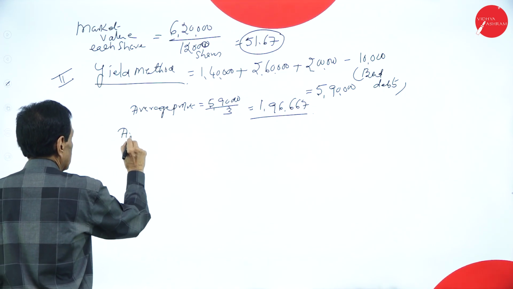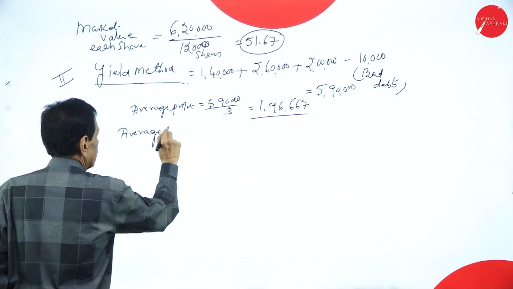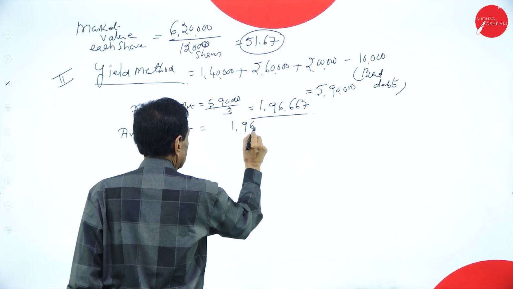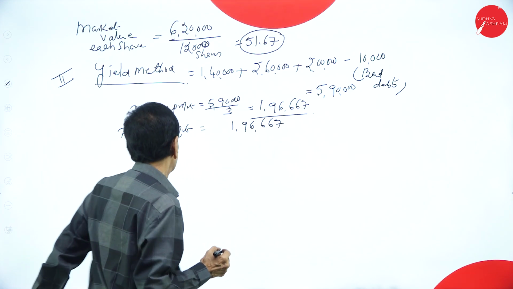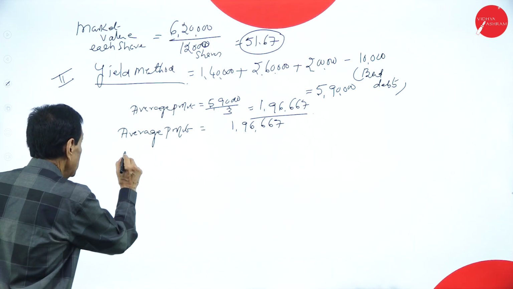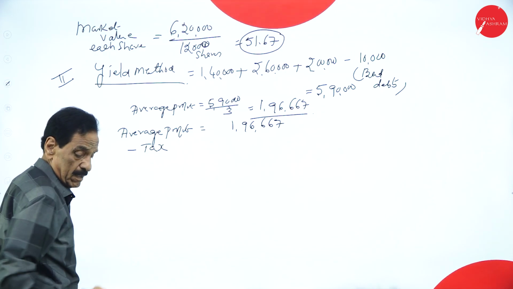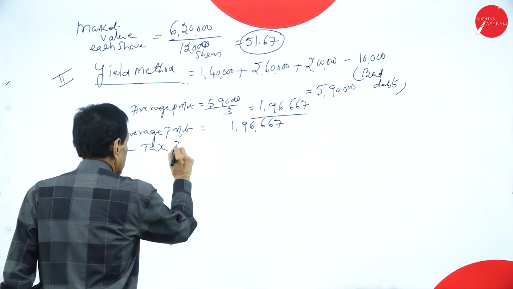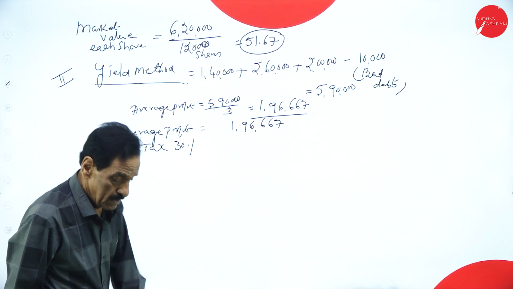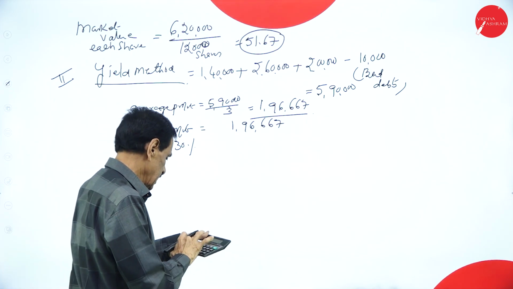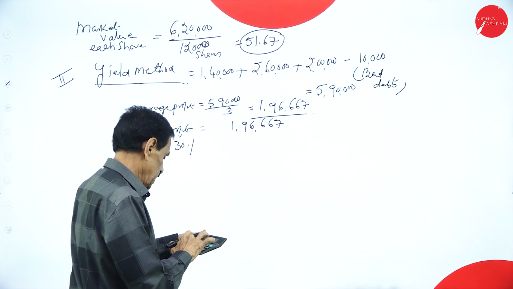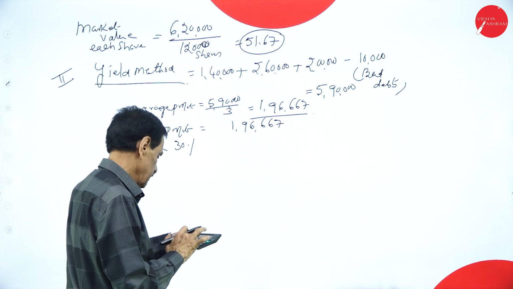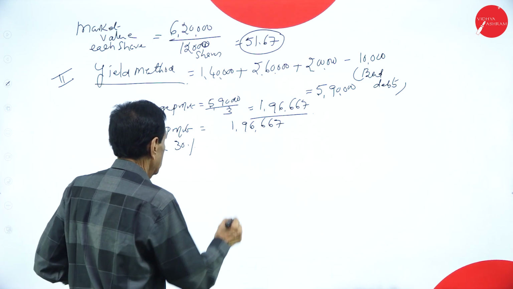Average profit minus tax. What's the percentage of tax here? 30%. So 1,96,667 into 30 divided by 100 is 59,000.